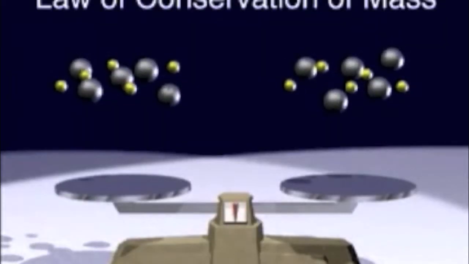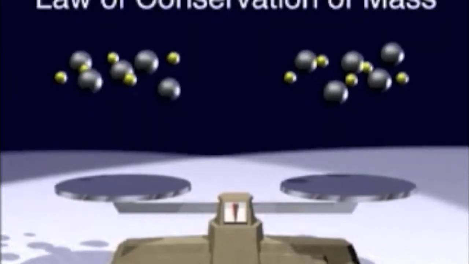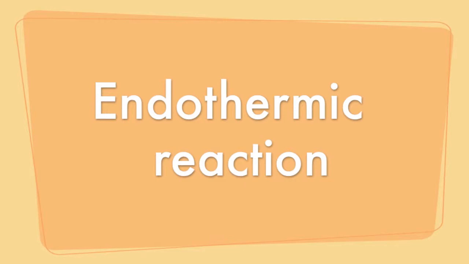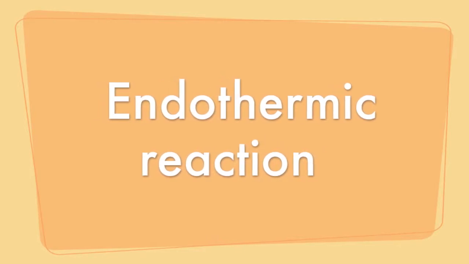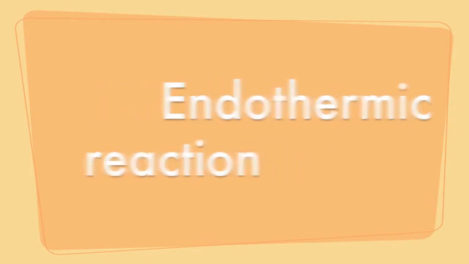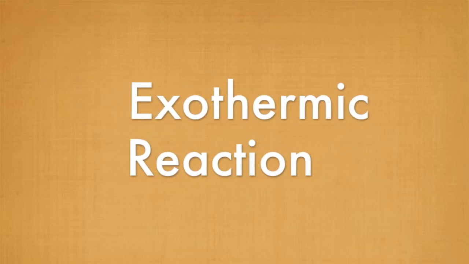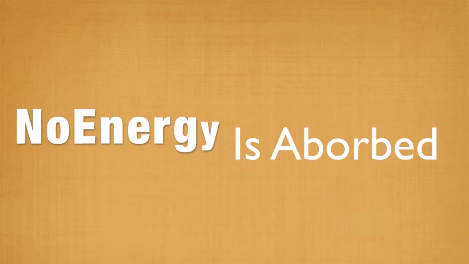The law of conservation of mass states that in a chemical change, matter is neither created nor destroyed. It is only rearranged. An endothermic reaction is a process that absorbs energy from its surroundings in the form of heat. Breaking bonds requires energy. An exothermic reaction is a process by which energy is released in the form of heat. Forming a chemical bond releases energy.